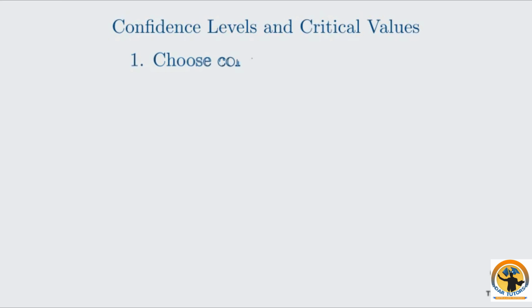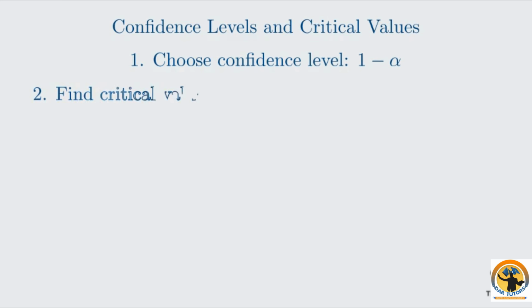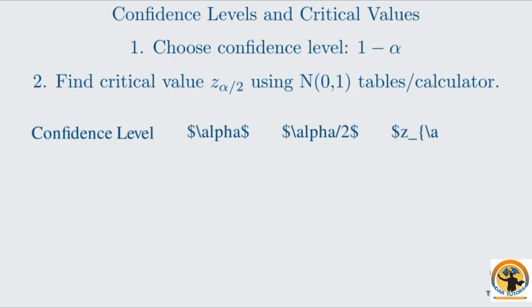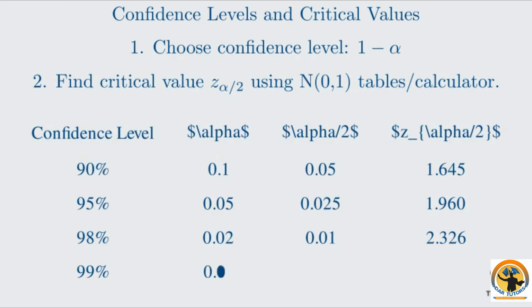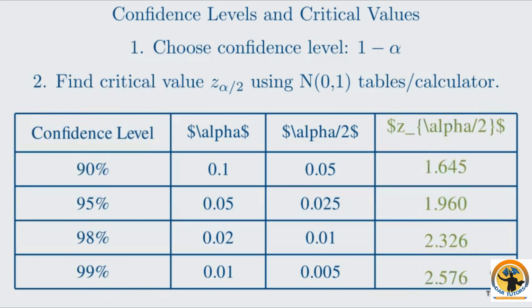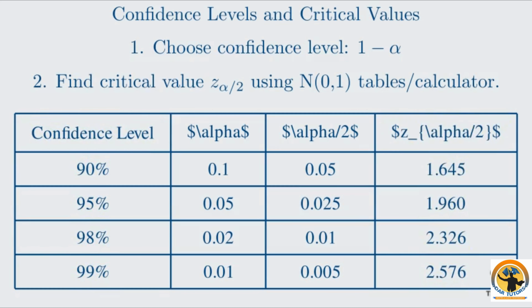We decide on a confidence level, 1 minus alpha. Then we find the critical z-score, z sub alpha over 2, that corresponds to that level. Remember, this value is found using the standard normal distribution and corresponds to the area of the upper tail. Here's a table of common confidence levels and their corresponding critical values. Notice a pattern. As the confidence level increases, the critical value z alpha over 2 also increases. Let's see what effect this has on our interval.